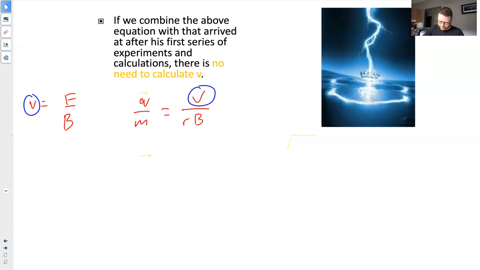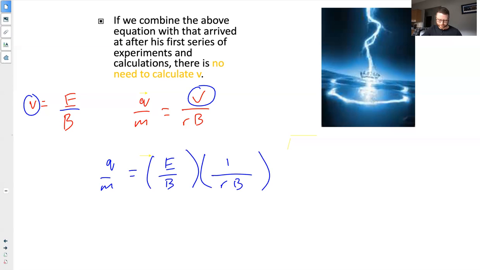So we will get Q over M is equal to V, which is E divided by B, and that is going to be divided by RB. We can simplify this. So we find the charge to mass ratio is equal to the electric field strength divided by B squared, the magnetic field strength squared, multiplied by the radius.